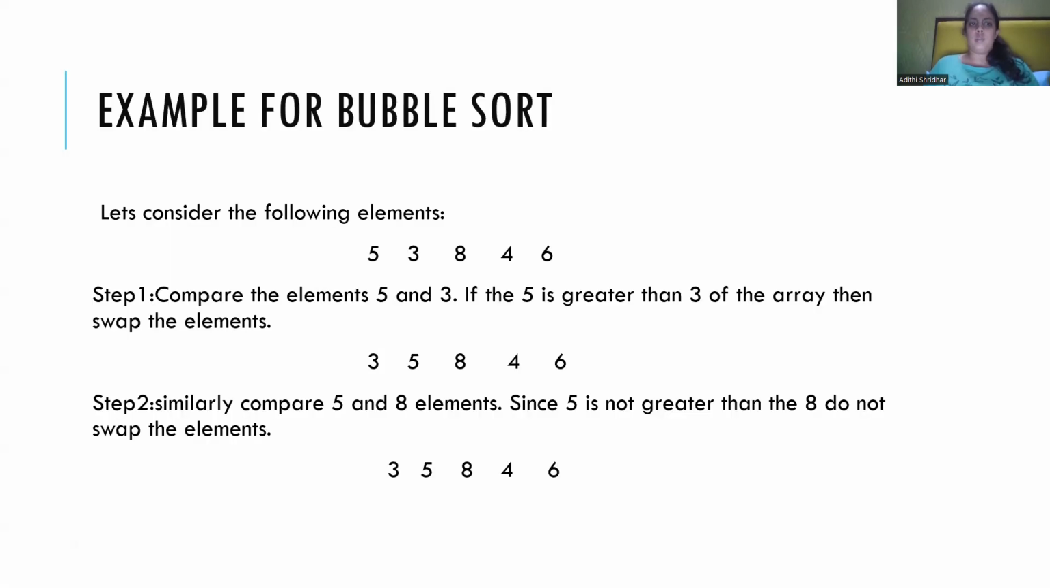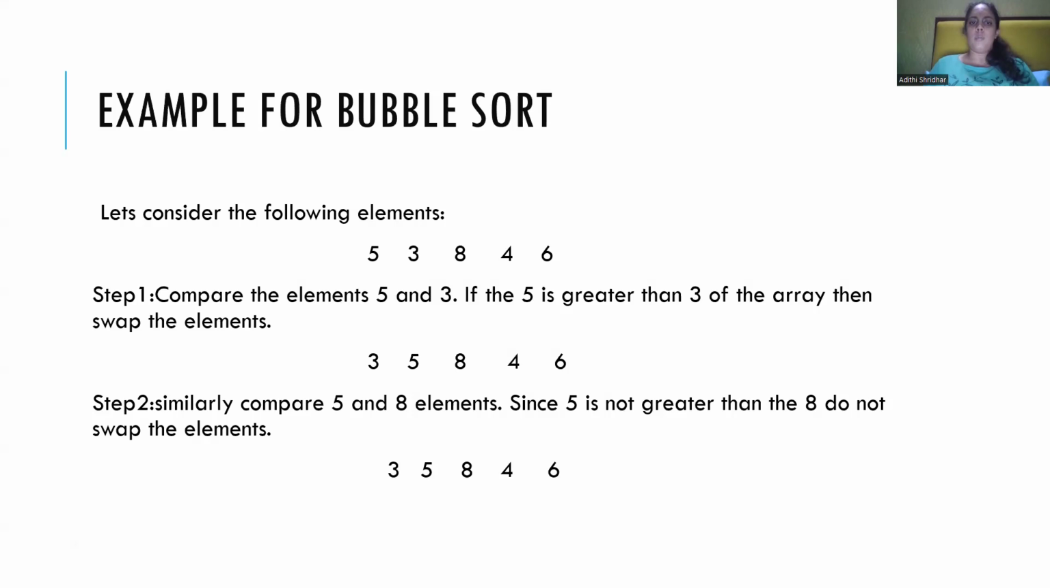Example of bubble sort is as follows. Let's consider the following set of elements: 5, 3, 8, 4, 6. Now we need to compare the first two elements, that is 5 and 3. So here 5 is greater than 3, so the elements are swapped in the array, so that you would get the array as 3, 5, 8, 4, 6.